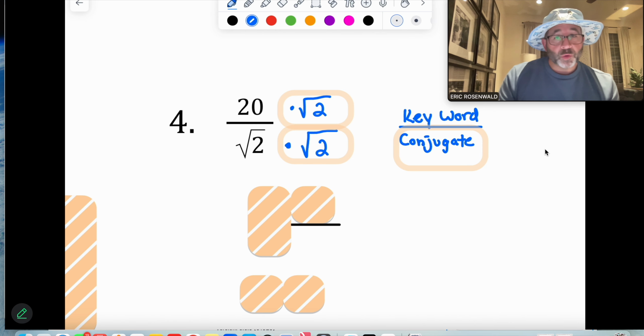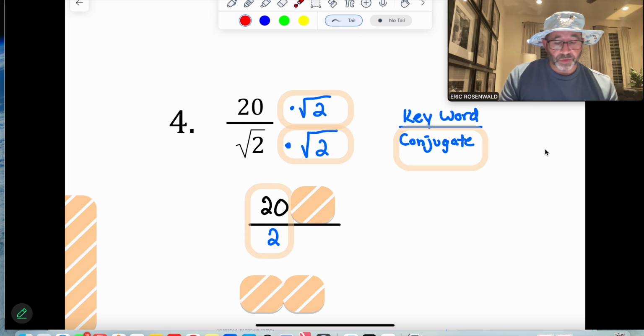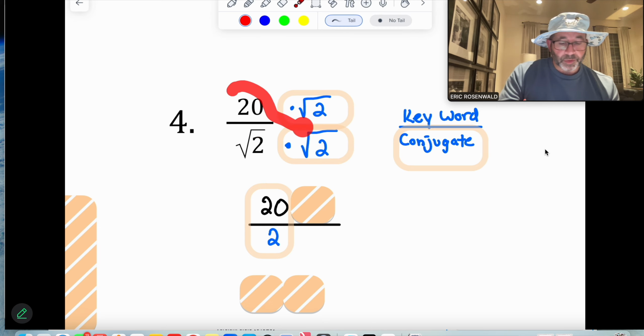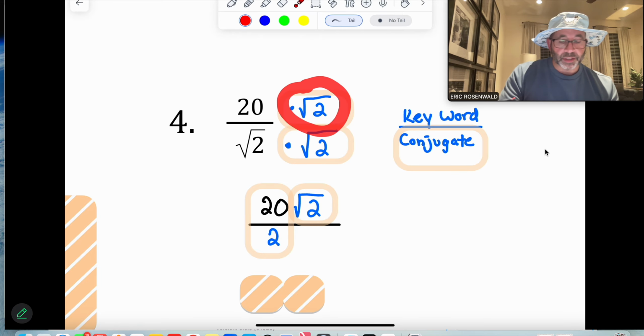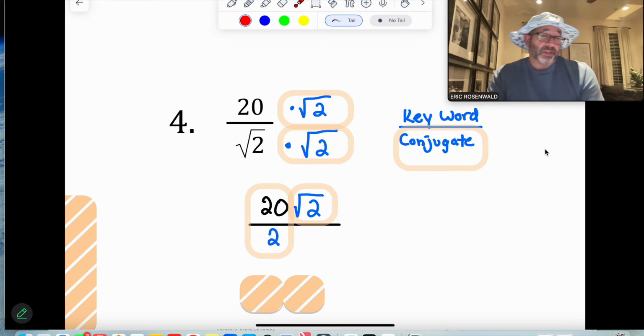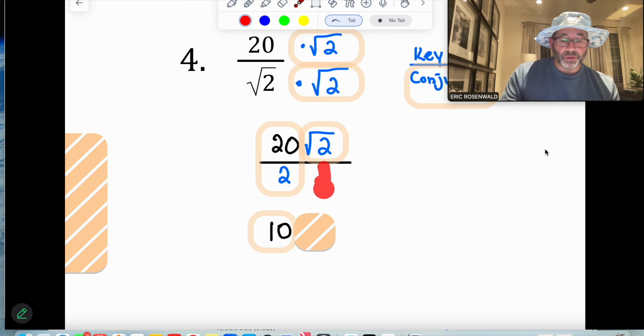Multiply the top and the bottom by the same value. On the top, we have 20 times root 2. But on the bottom, we have root 2 times root 2, which we just talked about. Anything times itself is just going to be the 2. So we end up with 20 over 2. The root 2 on the bottom, root 2 times root 2, is just 2. And then 20 on the top, and the root 2 that we had up here just gets carried down. And then we see if we can simplify. 20 over 2 is going to equal 10. And then the root 2 just comes down and stays a root 2.